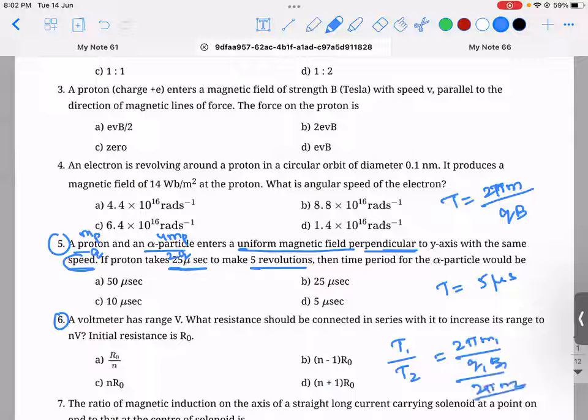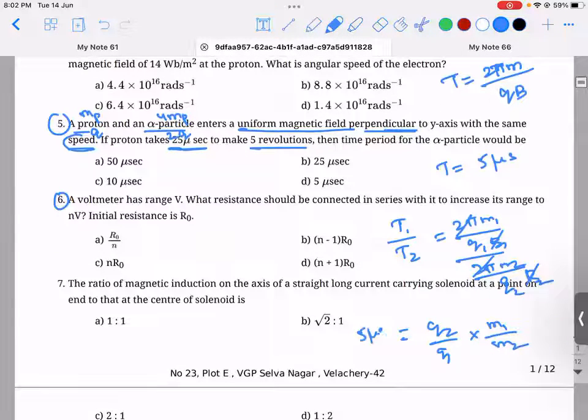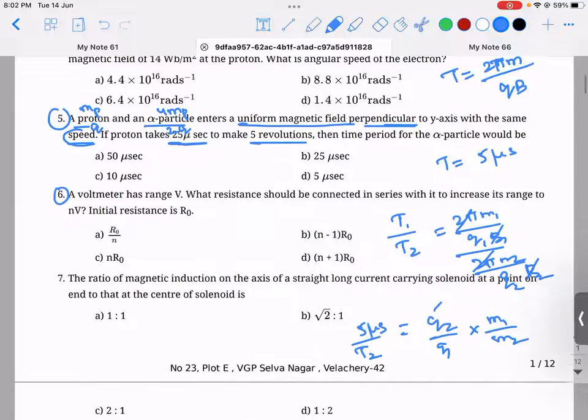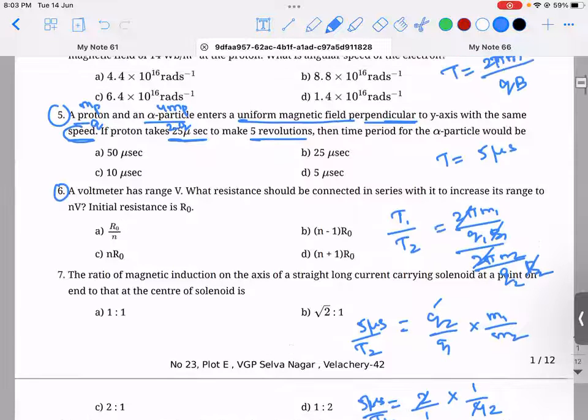divided by 2 pi m2 divided by q2 B2. Correct? The 2 pi cancel. B1 and B2 are the same because it's the same magnetic field. So T1 divided by T2 is q2 divided by q1 into m1 divided by m2. T1 is 5 microseconds. T2 is what you need to calculate. q2 is the alpha particle's charge, 2 divided by 1, into m1 by m2, which is 1 by 4. So this goes 2 times. So 5 microseconds divided by T2, and T2 is 10 microseconds. That is the answer.